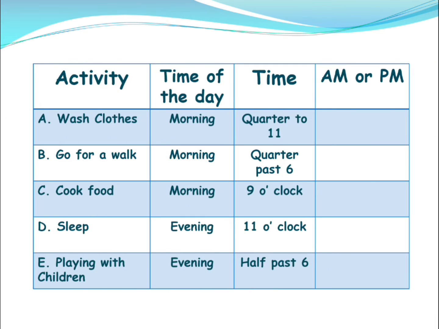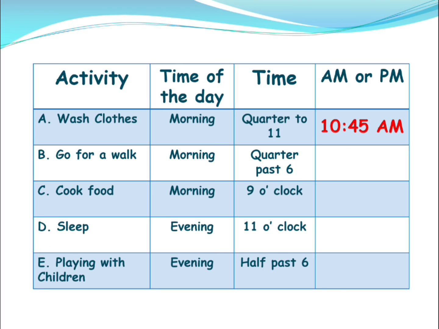Okay. So let's see. There are activities like washing clothes, going for a walk, cooking food, sleep, and playing with the children. And they also gave the time of the day, which is morning or evening. Okay, and they have given the time. We need to write the time. So if you see washing clothes, it is in the morning, quarter to 11. Quarter to 11 means 10:45. That means there are 15 minutes more to 11, isn't it? That means 10:45 a.m. in the morning, they said.